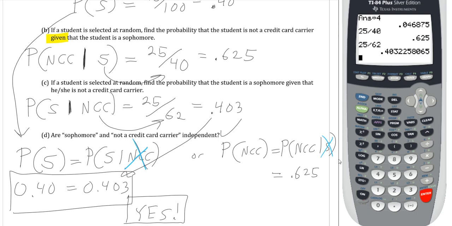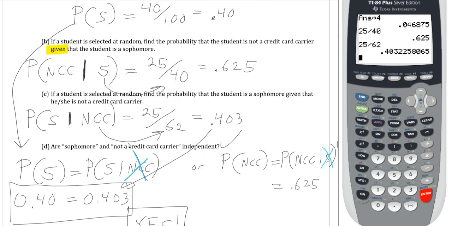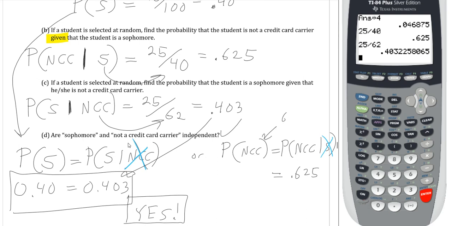And we can also solve for what it is to be not a credit card carrier. Looking at my table above, we have that overall there are 62 non-credit card carriers out of 100. So 62 divided by 100 gives me 0.62. Still, these probabilities are roughly the same. I'll even change these equal signs to reflect that, to say that they are approximately equal to each other. They are very, very close. Since the probability has not been changed by much, we do say that they are independent.